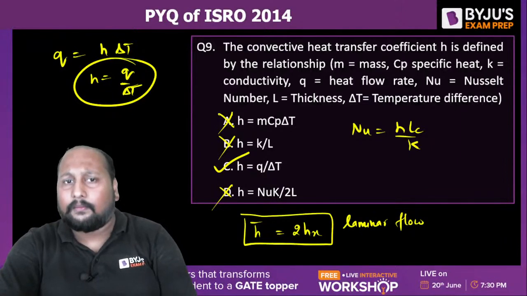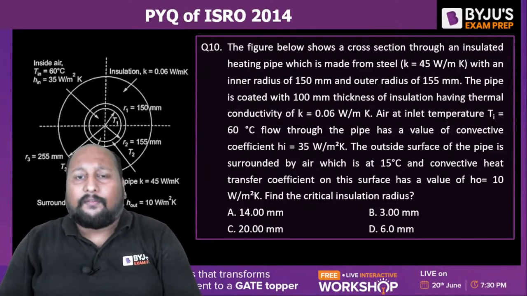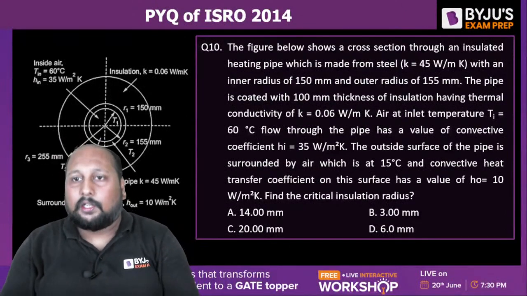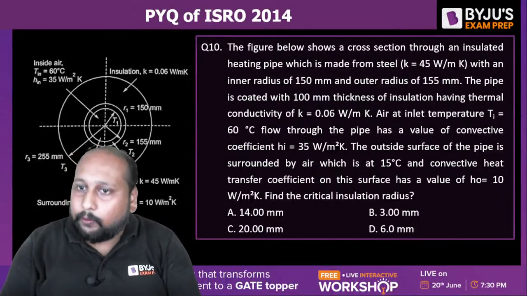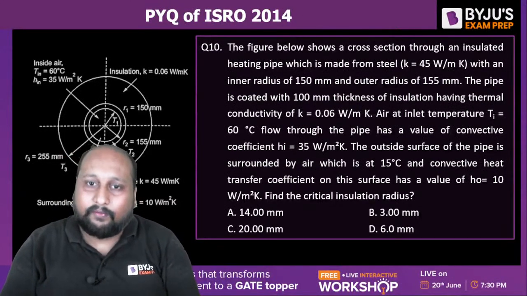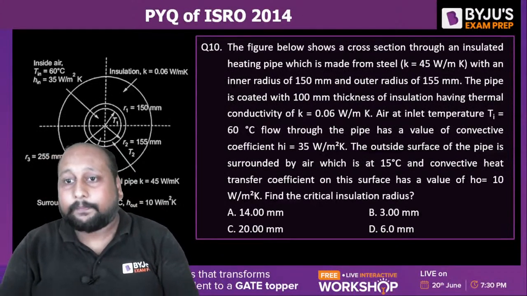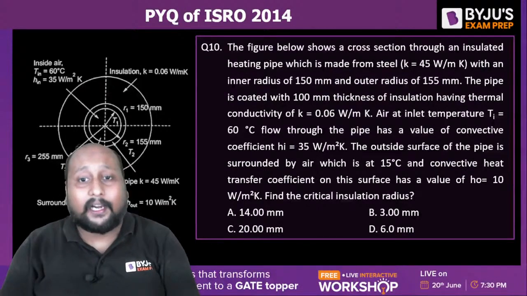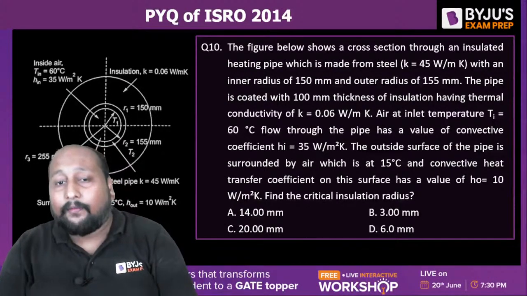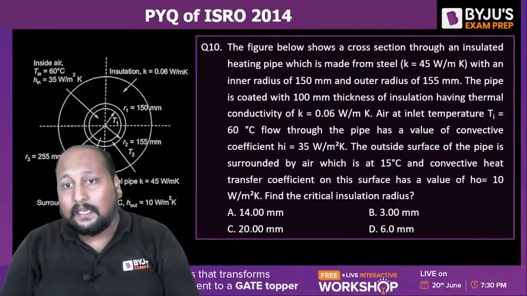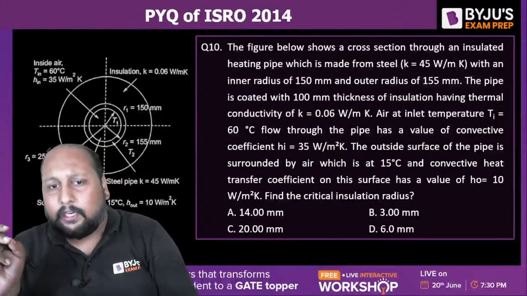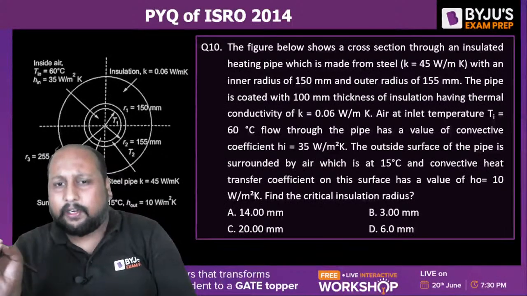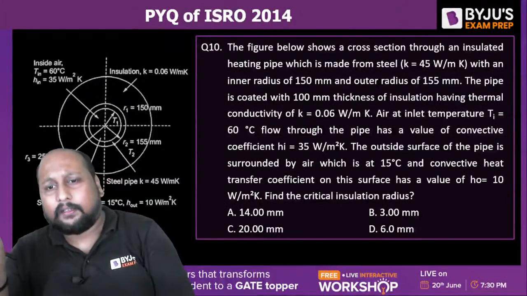Next question from heat transfer. The figure below shows a cross section through an insulated heating pipe made of steel, with the K value given, an inner radius of 150 mm and an outer radius of 155. The pipe is coated with 100 mm thickness of insulation having a thermal conductivity of 0.06. Air at the inlet flows at 60 degrees through the pipe, and the convective heat transfer coefficient outside is 35. It is a very big question.